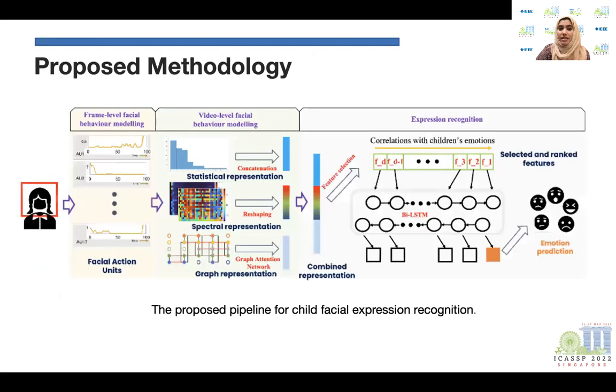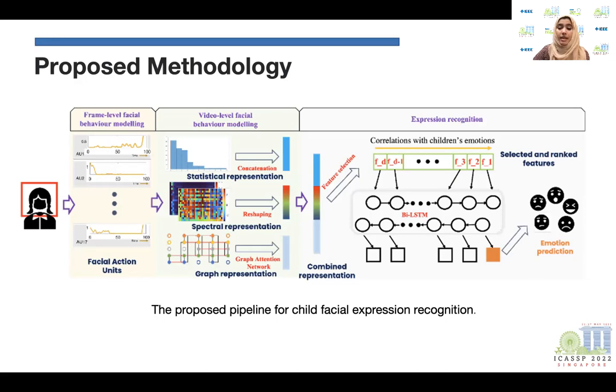Our proposed methodology consists of the following steps. The first step is frame-level facial behavior modeling. As I mentioned in the previous slide, we used OpenFace Toolkit to extract the intensity and occurrence of 17 AUs, namely AU1, 2, 4, 5, 6, 7, 9, 10, 12, 14, 15, 17, 20, 23, 25, 26, and 45. So at the end of this step, we had a 34-channel time series. So it was 34 channels across the length of the video segment.